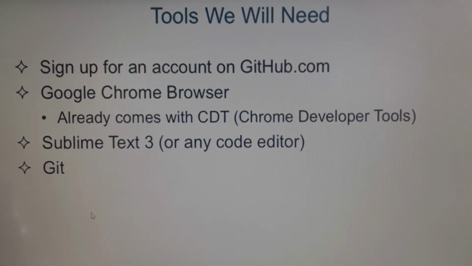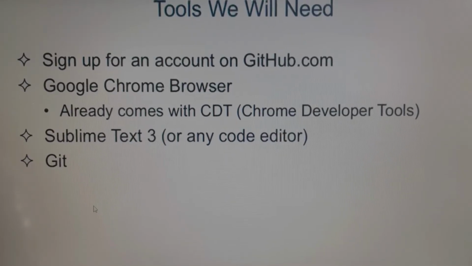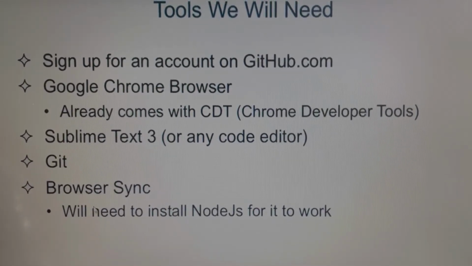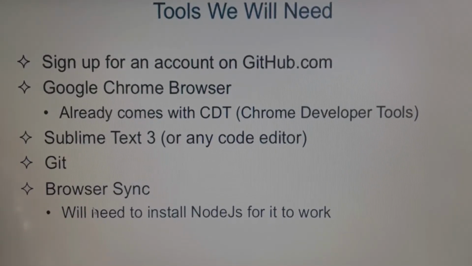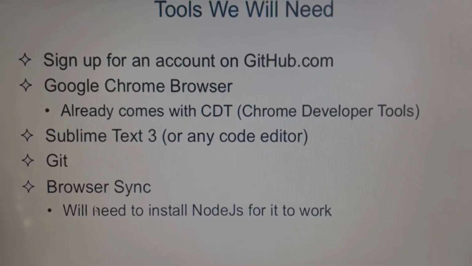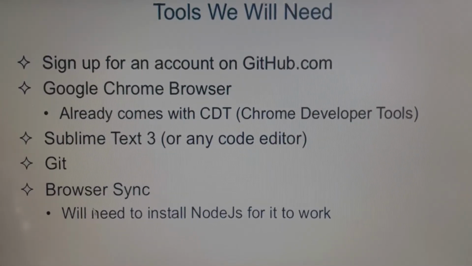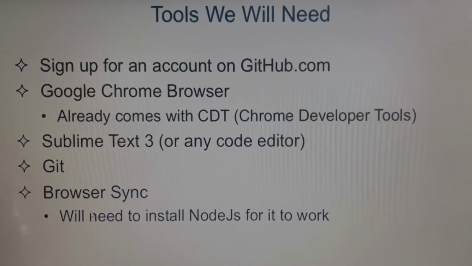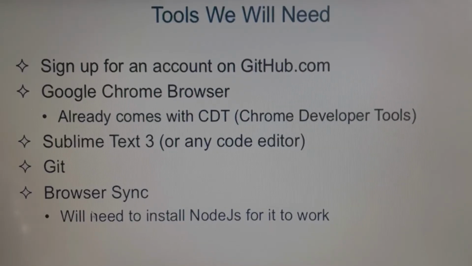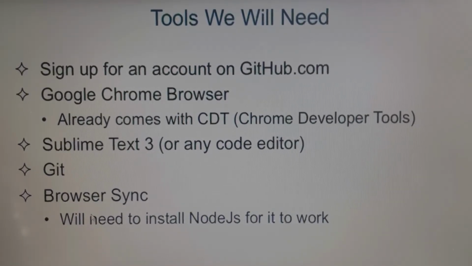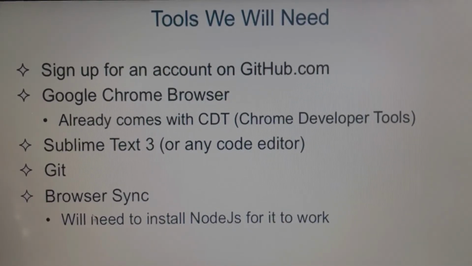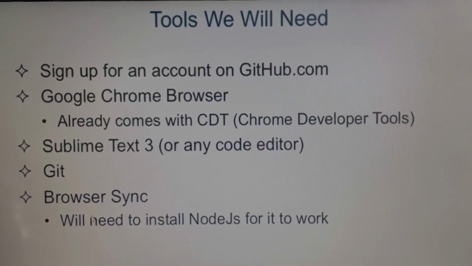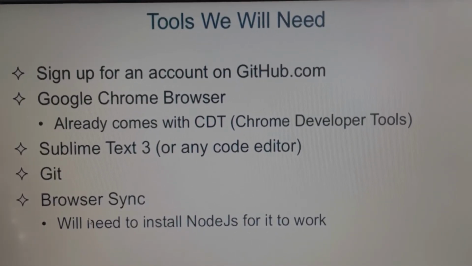We're also going to need Git, and we'll talk about Git a little bit more. We're also going to need a tool called Browser Sync, and you'll see how we're going to use that. In order to install Browser Sync, we're going to need to install Node.js. So we're going to split this lecture into two lectures. In one, I'm going to show you a couple of preliminary things on this machine right here. Then part two will be split into one for Windows and one for Mac, showing you the installations of Git, Browser Sync, and Node.js.